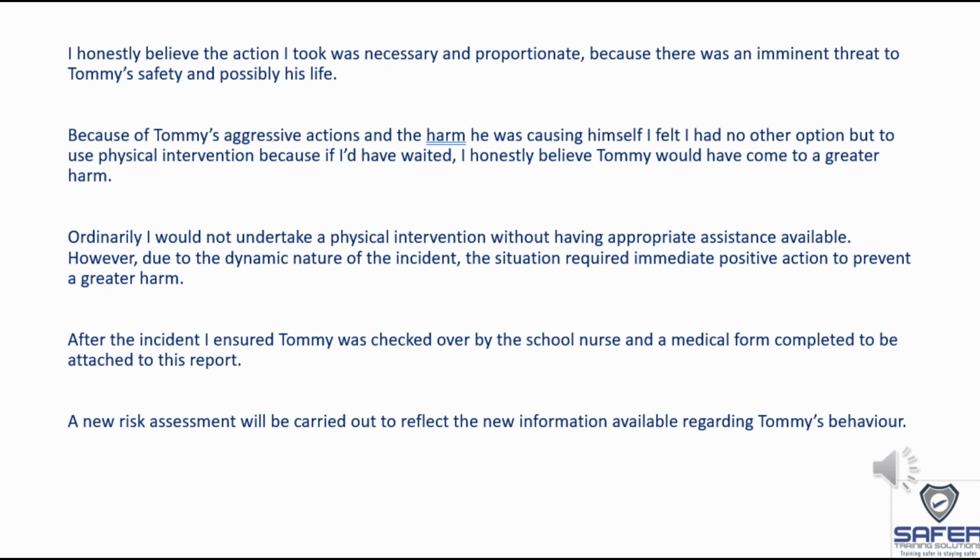Ordinarily, I would not undertake a physical intervention without having the appropriate assistance available. However, due to the dynamic nature of the incident, the situation required immediate positive action to prevent a greater harm. After the incident, I ensured Tommy was checked over by the school nurse and a medical form completed to be attached to this report. A new risk assessment will be carried out to reflect the new information available regarding Tommy's behaviour.